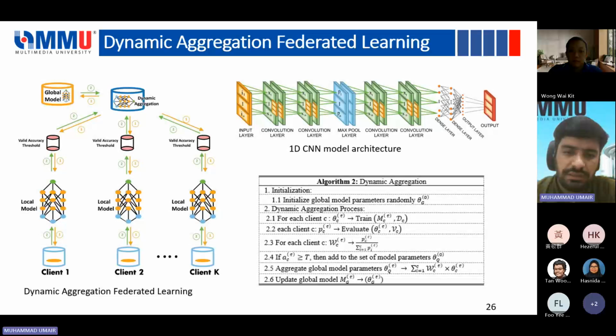We use a 1D CNN model architecture as shown. Here we use four convolutional layers along with a max pool, followed by two dense layers and an output layer.